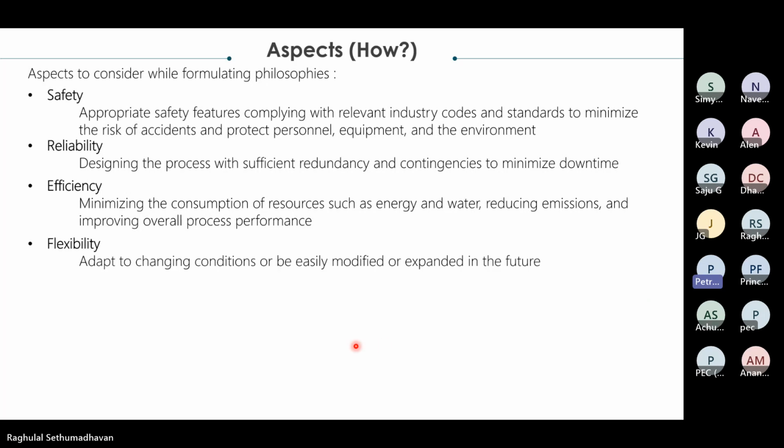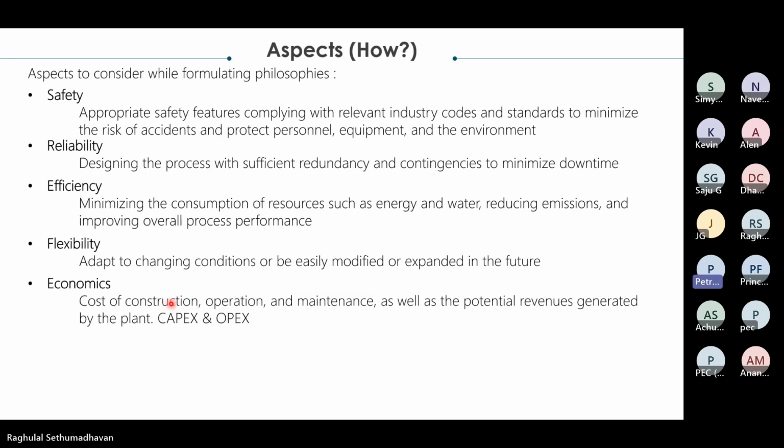Next one is flexibility. The plant should be flexible enough to adapt to any conditions, like summer, winter, weather conditions, or future expansions. That is also another factor. Next one is economics. This is a very important aspect. You have heard about capex and opex, right? Capital expenditure and operating expense. From the starting stage of the project, the feasibility of the whole project itself depends on this aspect.